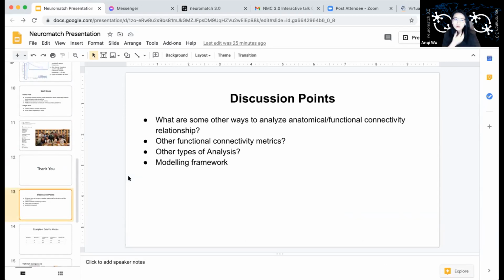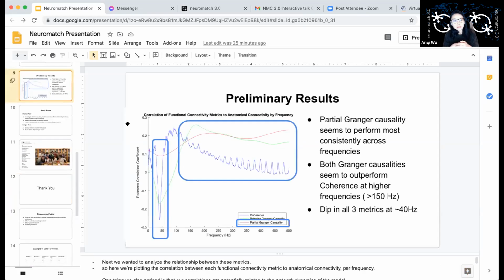Yeah, maybe the first question: what are some other ways to analyze the anatomical-functional connectivity relationship? Here you show three metrics, I guess, or three ways: the Granger causality, the pairwise and stuff, and also the correlation. Yeah, so I was actually hoping to get some feedback from the group here. Right now, we're just doing a very simple correlation between some of these metrics, but I'm interested in whether there are other interesting ways of calculating anatomical connectivity that could be useful for this analysis.